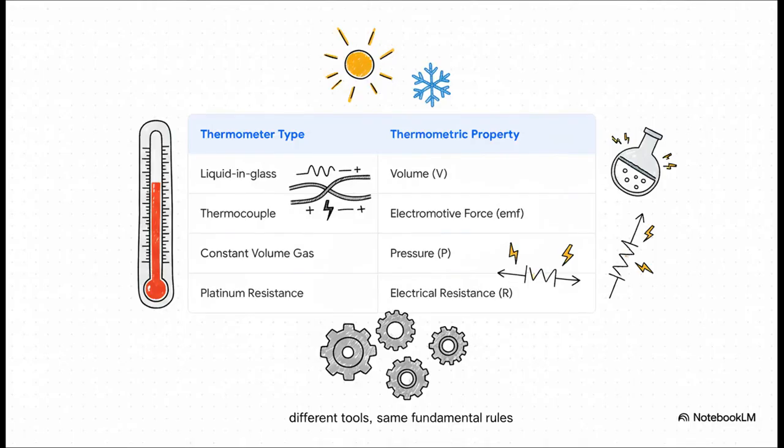So let's just put it all together real quick. As you can see in this table, we've got 4 very different devices, and each one is tracking a totally unique physical property: volume, voltage, pressure, and resistance. It's the perfect illustration of that core idea we've been talking about. Different ingredients, but the exact same fundamental recipe.